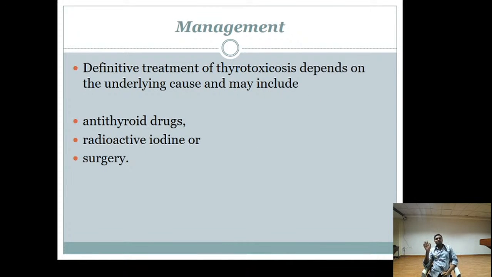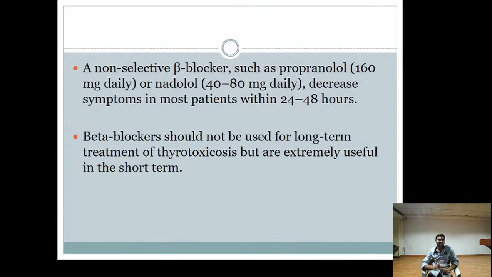What is the management? Definitive management of thyrotoxicosis include anti-thyroid drugs like carbimazole, methimazole, or propylthiouracil, radioiodine, or surgery. A non-selective beta blocker like propranolol or nadolol decrease symptoms in 24 to 48 hours. This is generally used for short term.